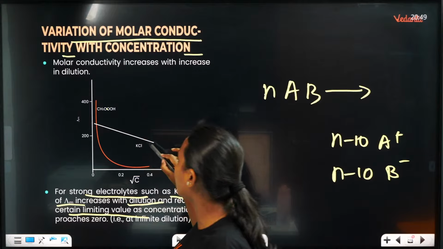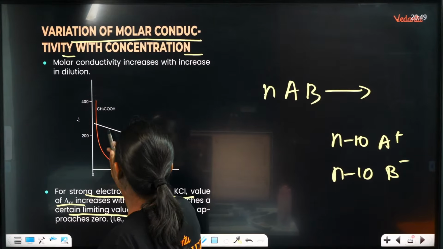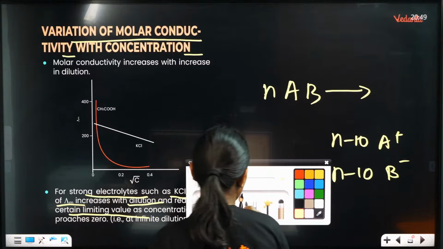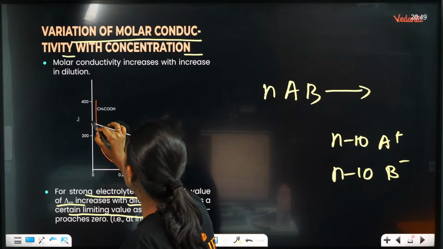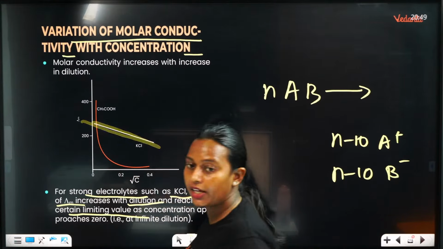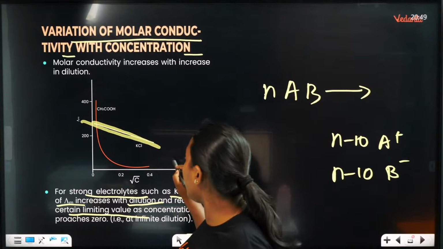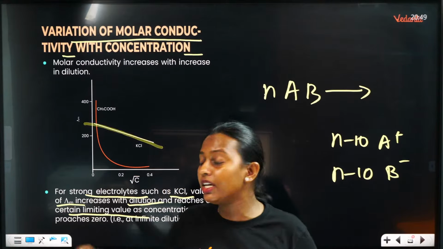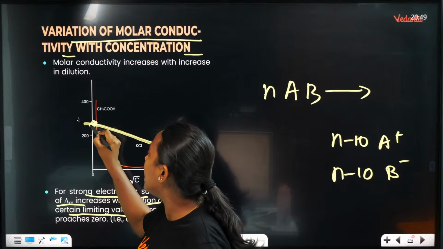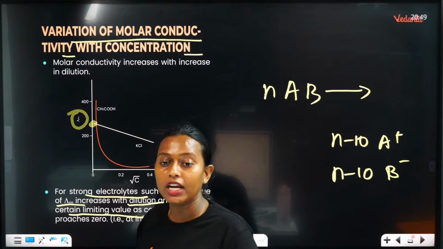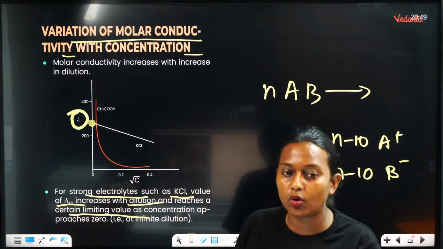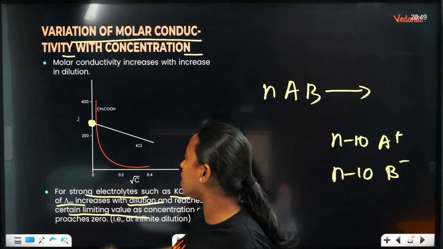So here you can see it is a constant. This is your strong electrolyte. What happens? When strong electrolytes are diluted, they reach a limiting lambda M. There is a limit, and it reaches there.